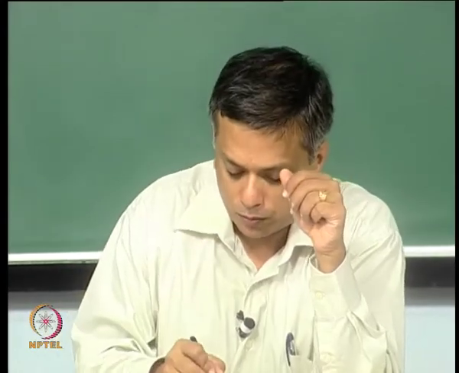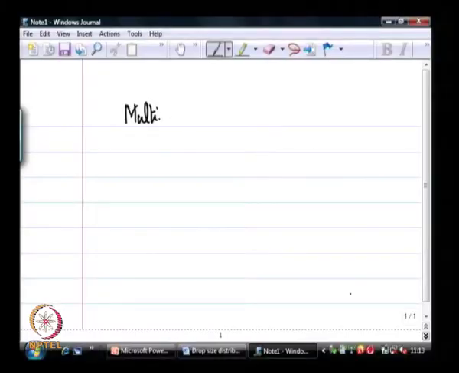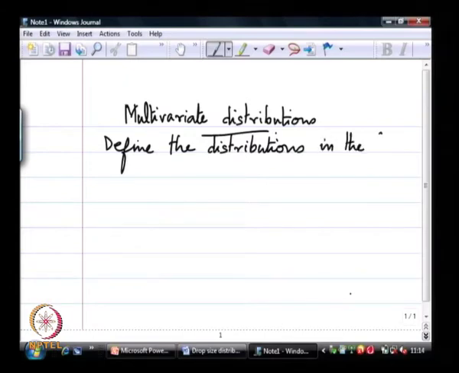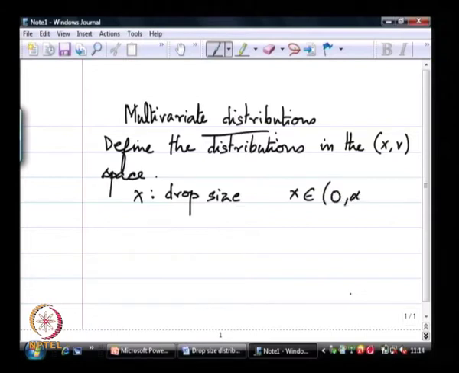Good morning. Let's continue our discussion of drop and velocity size distributions as applicable to sprays. Okay, we're going to define these distributions in the xv space, where x is the drop size and x is any number between 0 to infinity.